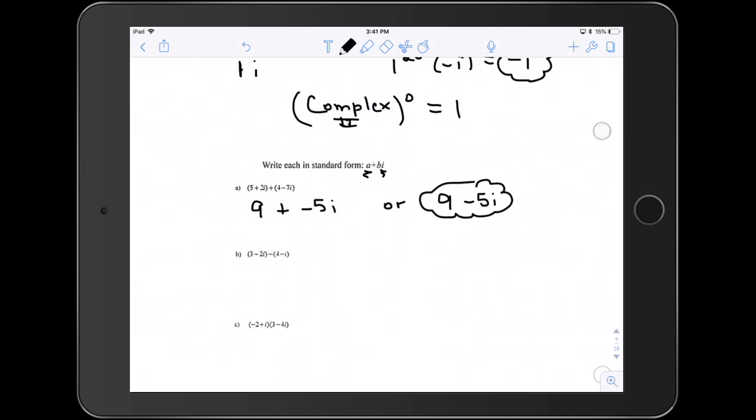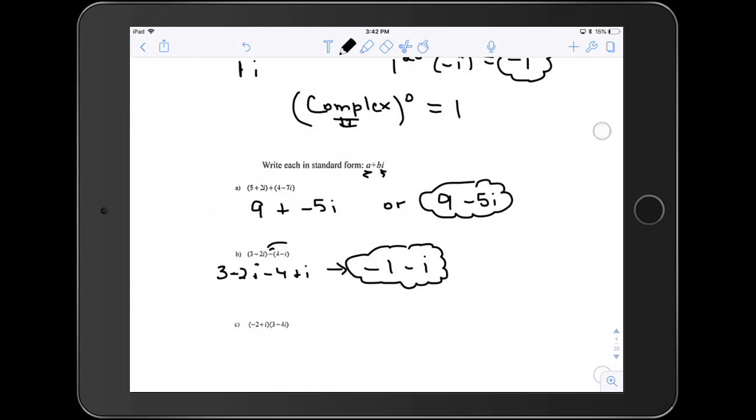So subtracting, just be careful to distribute that negative. It's easy to forget. So you end up with 3 minus 2i minus 4 plus i. So this is going to end up giving you 3 minus 4 is negative 1, and then negative 2i plus i is going to give me minus 1i. And you could say minus 1i, I just said minus i.